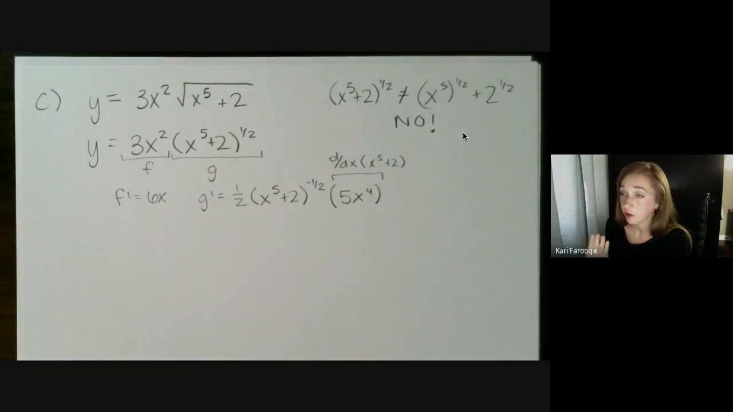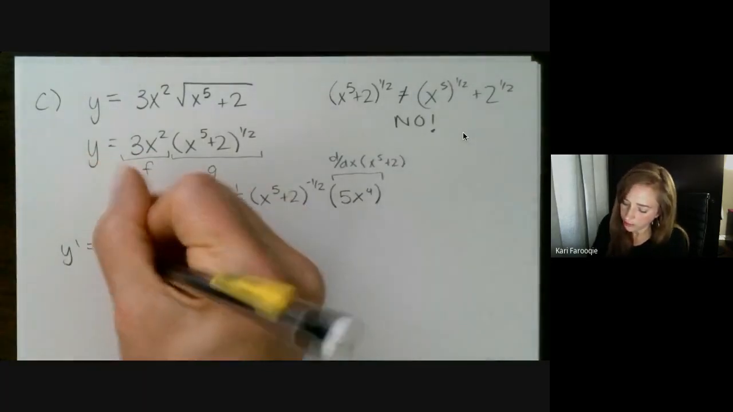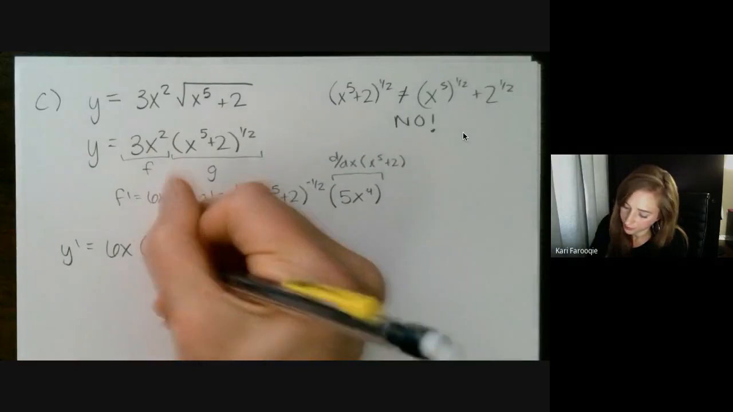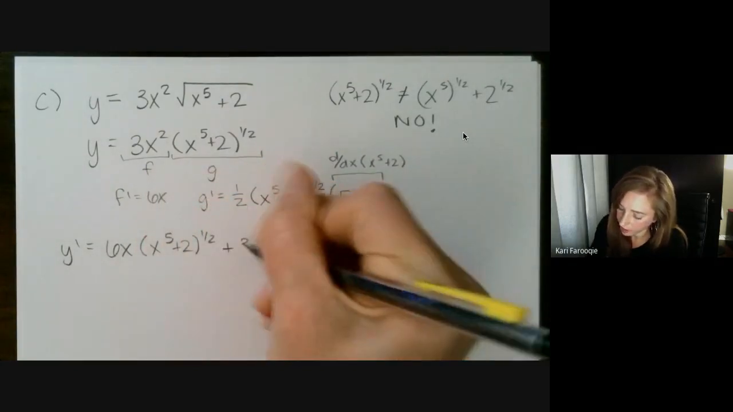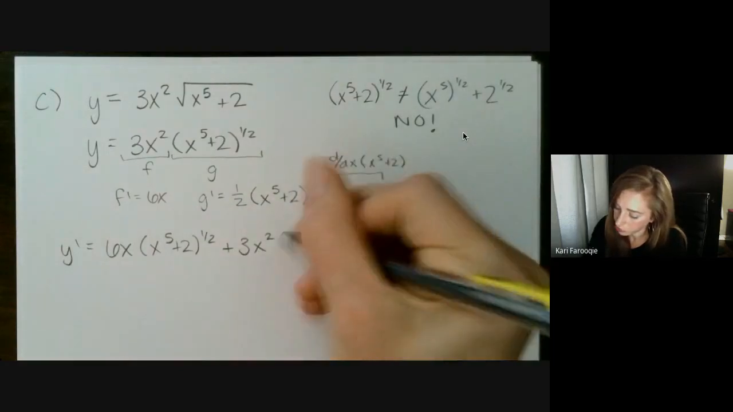Okay, now we haven't actually taken our real derivative yet. We've only just found the components for the product rule. Now we have to apply the product rule. Before I continue, does anybody have a question on what we've done so far? F prime g plus f times g prime.